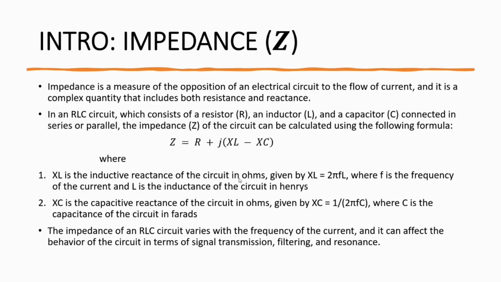Next, let's get into impedance. Impedance is a measure of opposition of an electrical circuit to the flow of current, and it is a complex quantity that includes both resistance and reactance. In an RLC circuit, which consists of a resistor, an inductor, and a capacitor connected in series or parallel, the impedance Z of the circuit can be calculated using the formula Z = R + j(XL - XC), where XL is the inductive reactance and XC is the capacitive reactance.